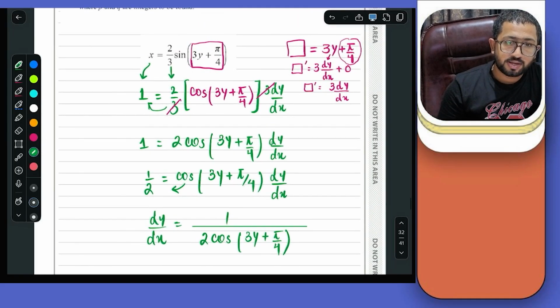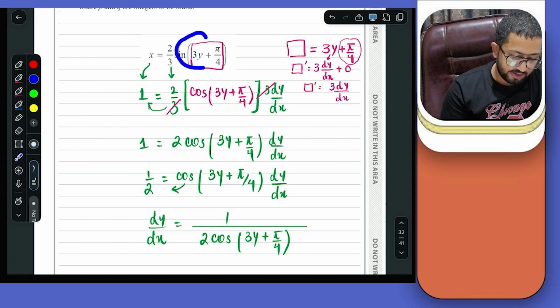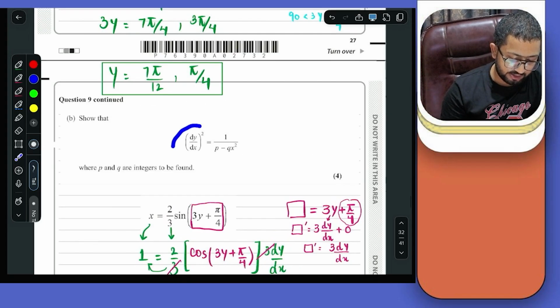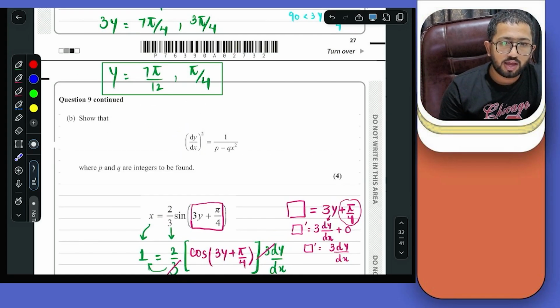I hope everyone can understand over here. So what I'm doing actually, I have to take only derivative. What should I need to do? I need to take derivative of sine actually. Derivative of sine is actually cos, but take the derivative of angle as well. Be careful. Then make the subject dy over dx. What I want to find? I want to find the square of dy over dx.